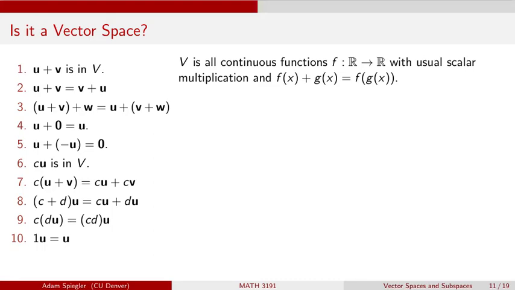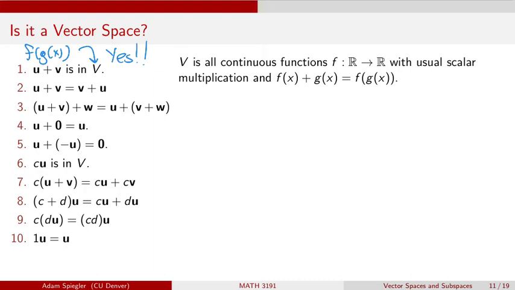So if I take a continuous function and I add it to another continuous function, in this sense, we're composing them, is the composition of two continuous functions going to be continuous? Is it going to live in V? And this is a result from calculus that we know that when we compose two continuous functions, the result is going to be a continuous function.